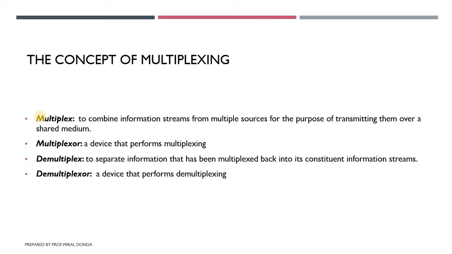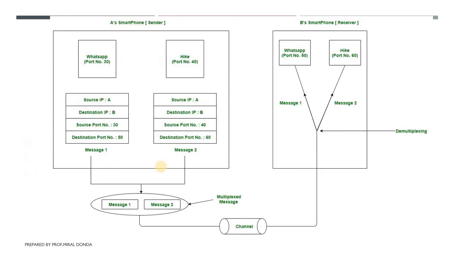The second term, at the receiver side, is demultiplex. It is used to separate the information that has been mixed back into its constituent information streams. Suppose some data packets are combined together. Demultiplexing is used to separate the data packets, and a demultiplexer is the device that performs the demultiplexing. Now let's understand this process with one simple example.